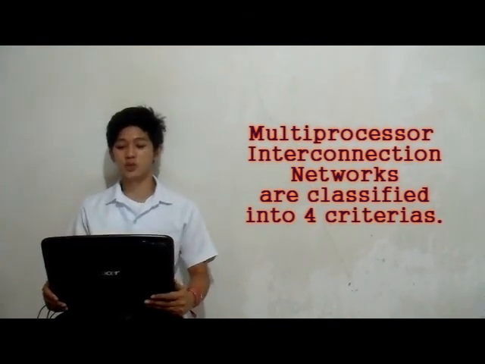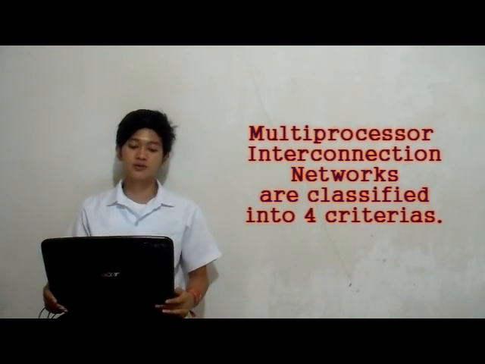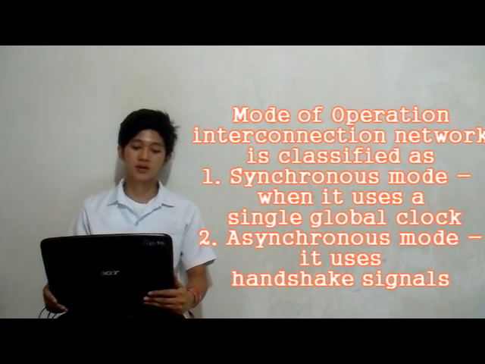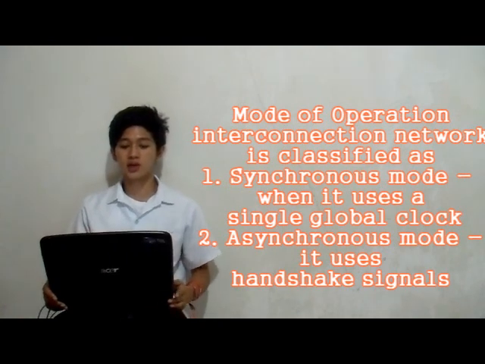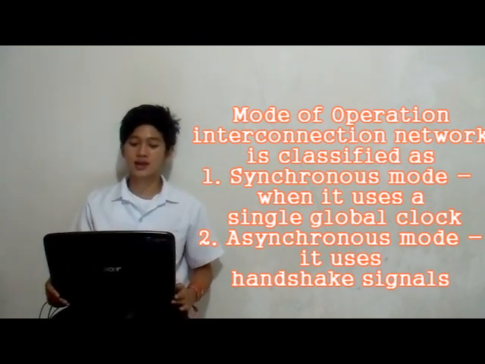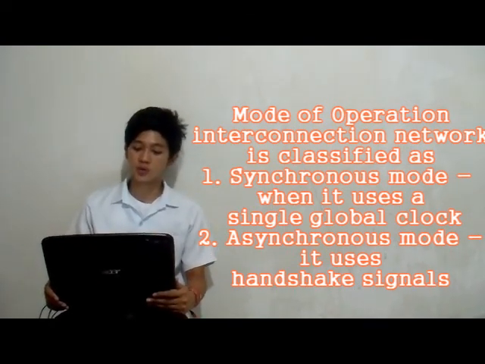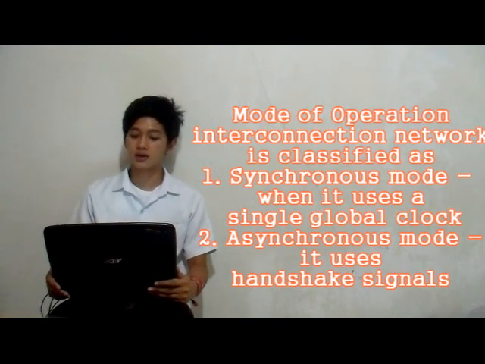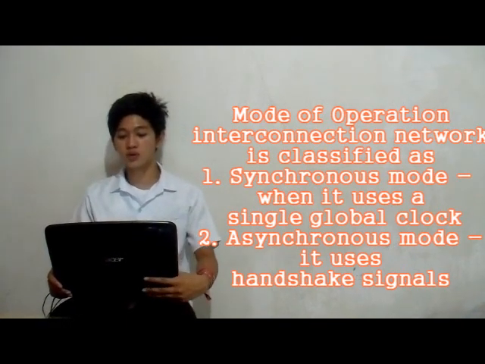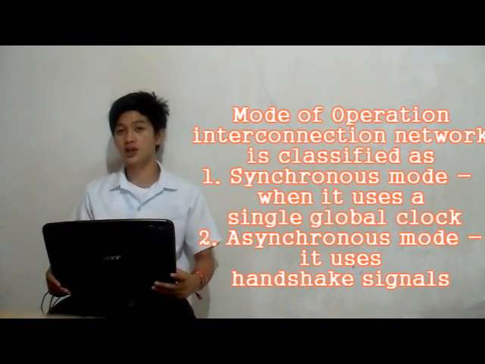Multiprocessor interconnection networks are classified by 4 criteria. First, mode of operation. It is divided into 2 classifications: synchronous mode and asynchronous mode. We can say the operation is in synchronous mode when it uses a single global clock, while in asynchronous mode it uses hand signals or handshake signals.